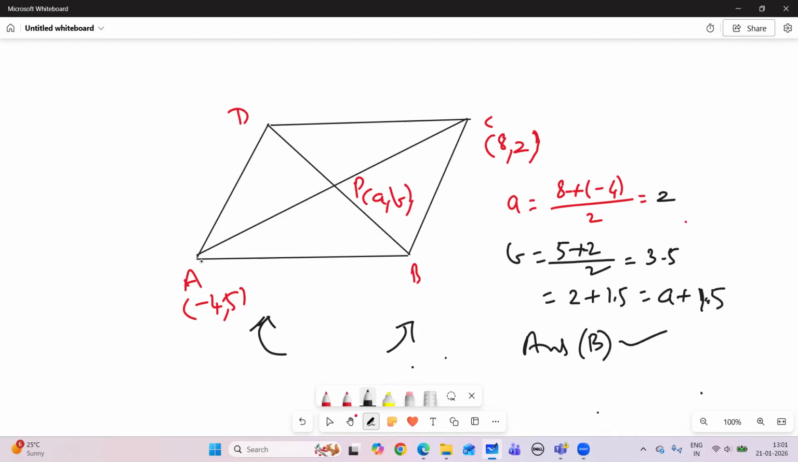We are given the coordinates of A and C, which are opposite vertices, and P(a, b) is given to be the point of intersection of the diagonals. AC is one diagonal, BD is another diagonal, and they intersect at the point P. What is the condition for the diagonals in a parallelogram? They have to bisect each other.